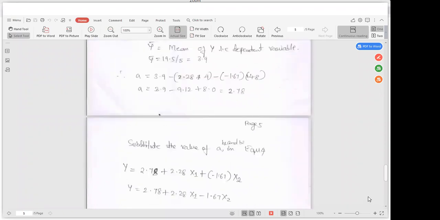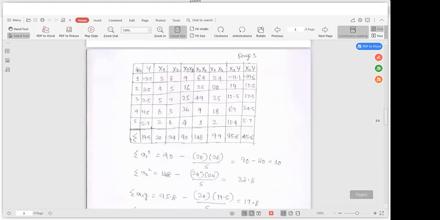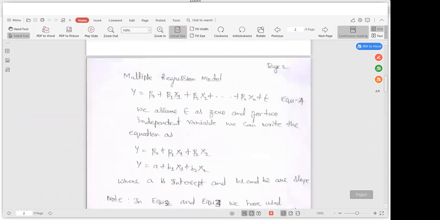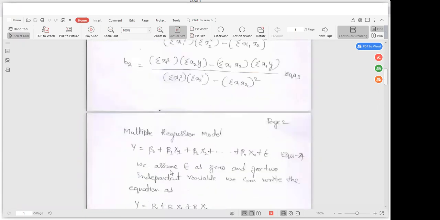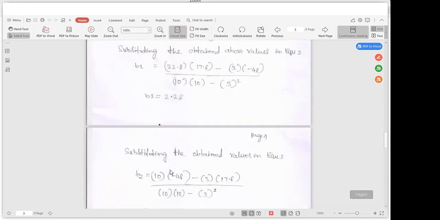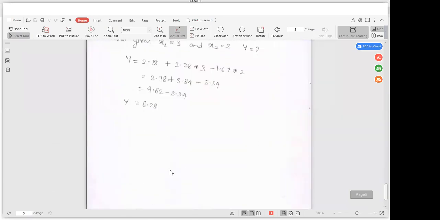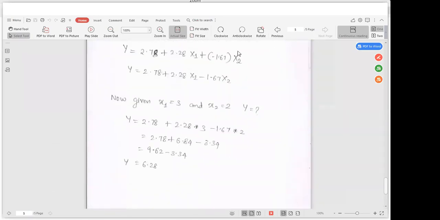This is the thing we need to fill in for the question mark in the starting question, the value we are supposed to predict, which is equal to 6.28. So this is our regression model equation for two independent variables. By substituting values, we can predict the value of y.